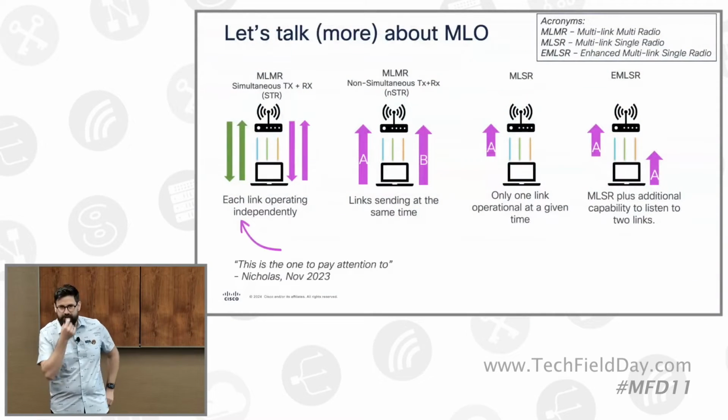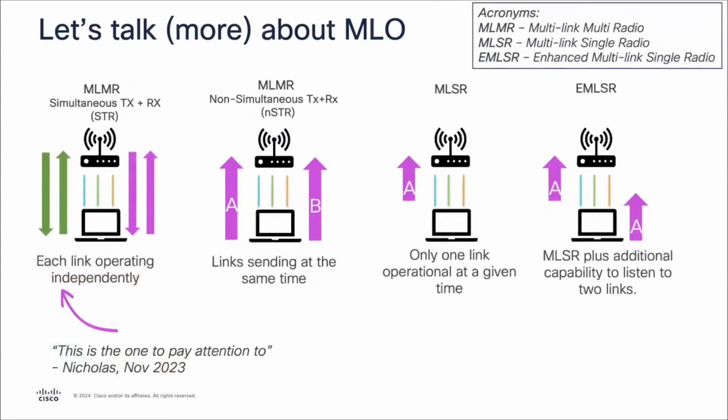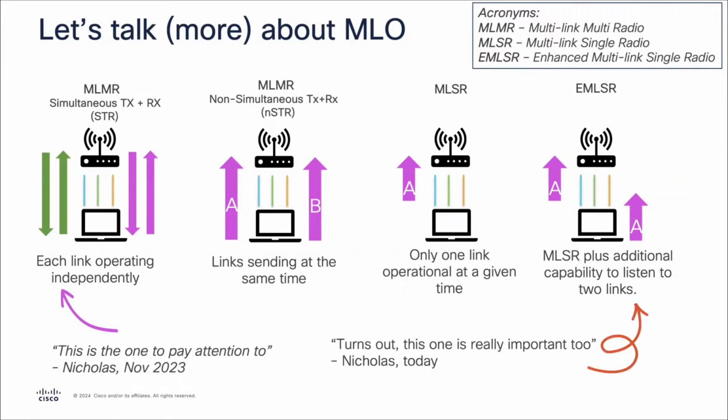So let's talk more about MLO. Back in November, I may have claimed that this is the one to pay attention to. And I'll explain what all of these mean in just a second. But it turns out this one on the right is also very, very important to pay attention to. So let's start doing that. Forget what's in the middle. In MLO, there are two predominant terms that matter. MLMR, multi-link, multi-radio, so a device that has two full radios. And then on the far right, you have eMLSR, enhanced multi-link single radio.